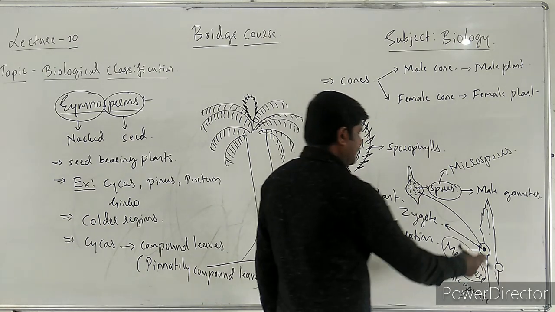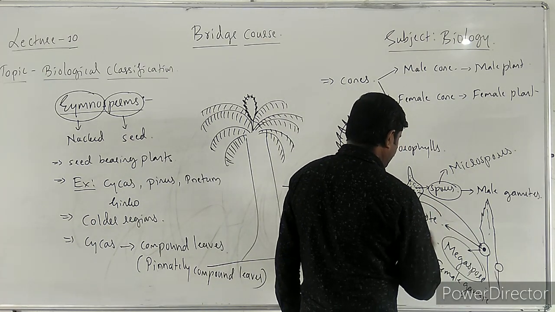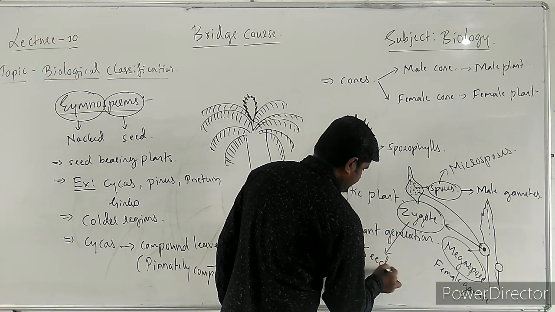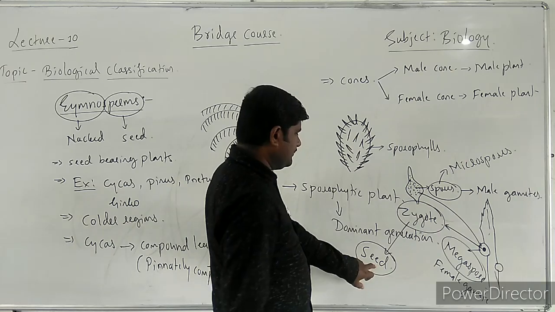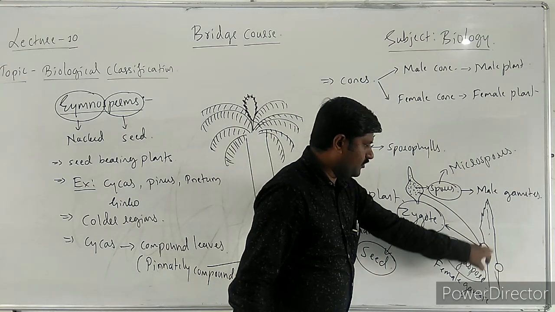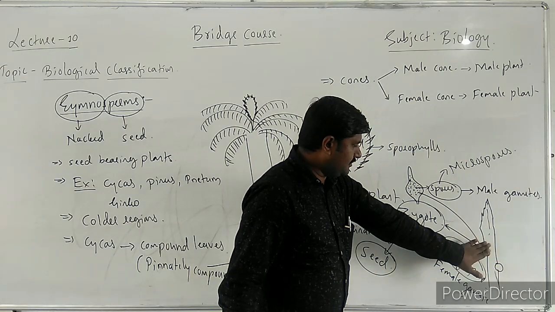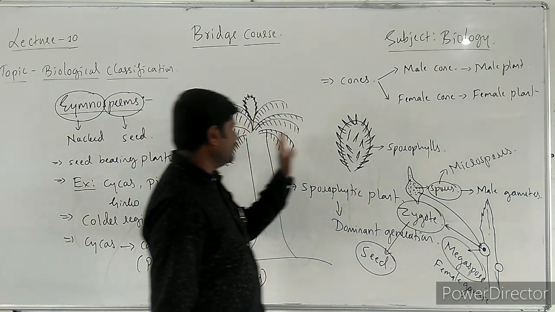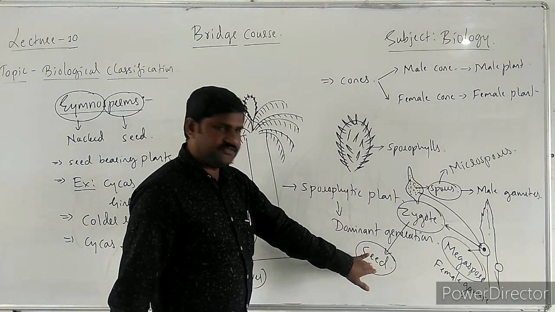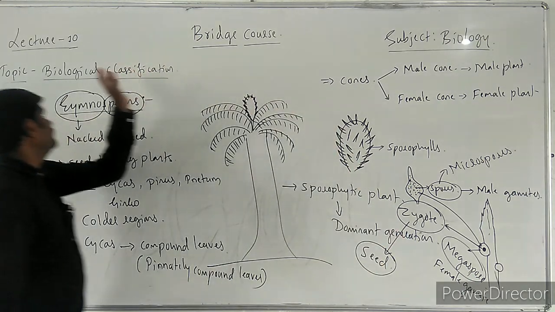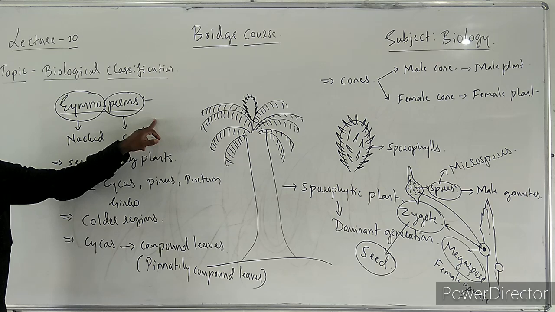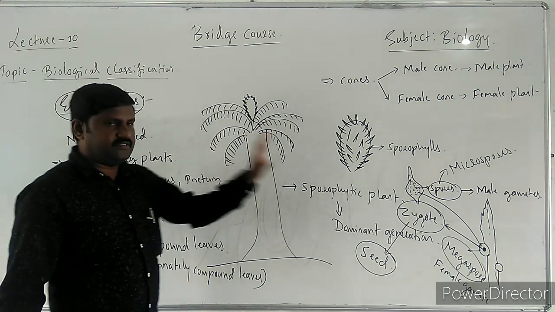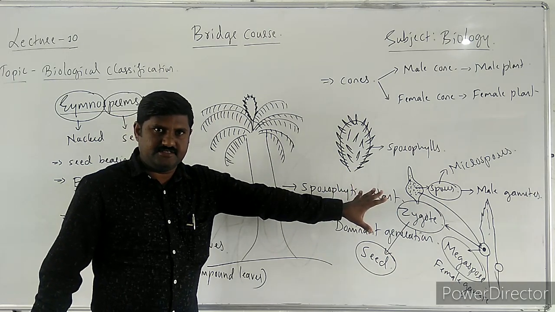And this zygote becomes a seed. This seed doesn't have any fruit wall around it. Hence, this seed is a naked seed, and the plants which bear naked seeds are called gymnosperms. So this is how reproduction occurs in these gymnosperms.